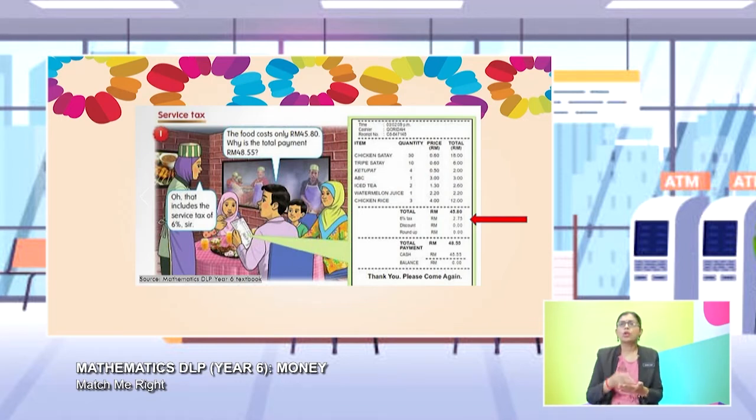Normally kids will ask that. As a parent, we have to answer for them. The total cost is only 45.80, but why do we have to pay more? Oh, because of the service tax. Yes. So as parents, that includes the service tax of 6%. You can see on the screen, 2 ringgit 75 cent is the service tax, which is charged at 6%.